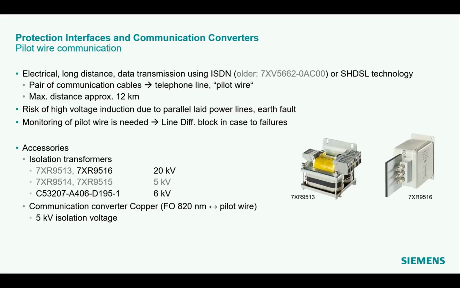The maximum distance is 12 kilometers or 20 kilometers, but there's a high risk of induction voltages due to laid parallel power lines. To overcome this risk of high voltages, there are additional isolation transformers available. It's shown in this slide here, and you can also find the order codes for 20 kV and also for 6 kV isolation voltage. The communication converter itself provides an isolation level of up to 5 kV.